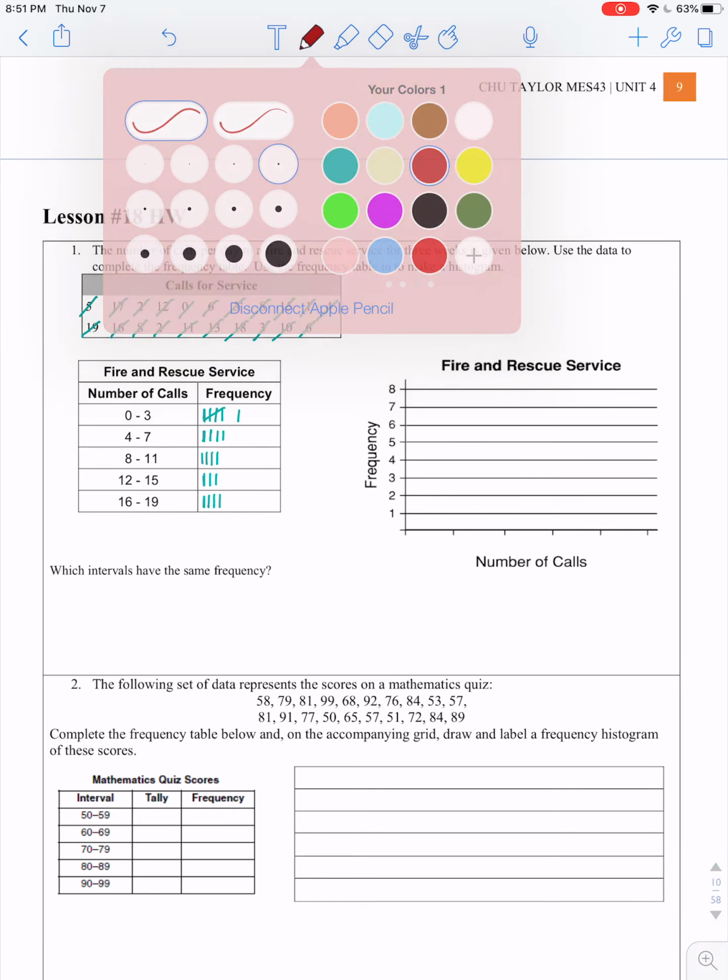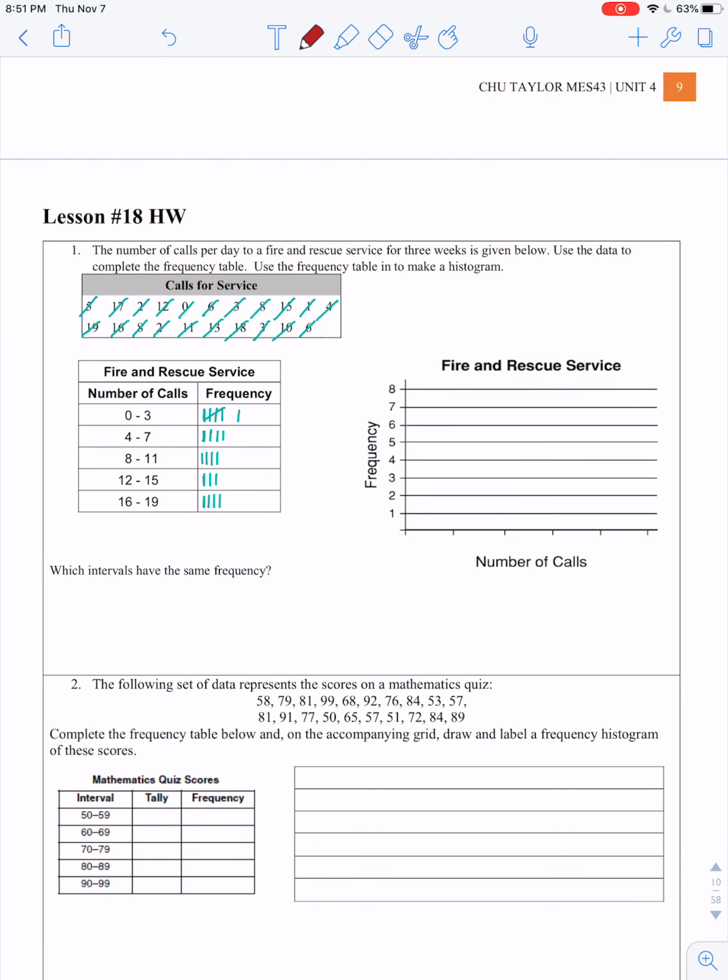And now let's write down the frequency number. So from 0 to 3, I had 6. From 4 to 7, I had 4. From 8 to 11, there was 4. From 12 to 15, there was 3. And from 16 to 19, there was 4.